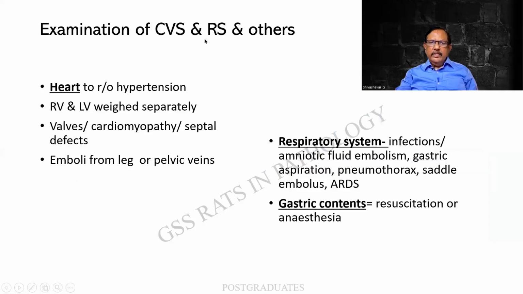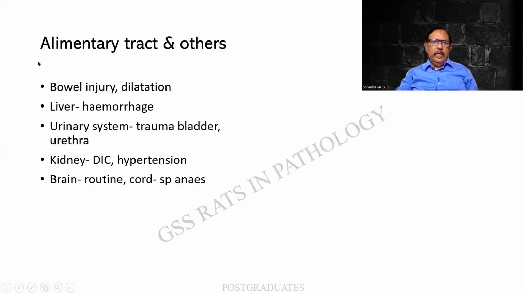Examination of the cardiovascular and respiratory systems is routine, of course. You'll have to rule out hypertension, cardiomyopathy and septal defect. In the lung, look for infections, amniotic fluid embolism, pneumothorax, saddle embolus, etc. Check gastric contents because of aspiration. In the alimentary tract, look for any bowel injury or dilatation, the liver for hemorrhage, and trauma to the bladder, kidney, etc. Again comes disseminated intravascular coagulation.